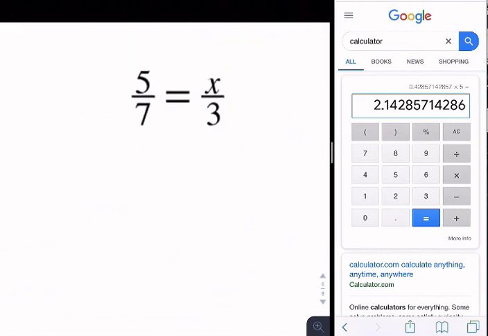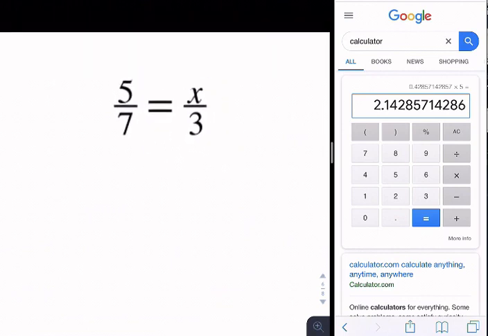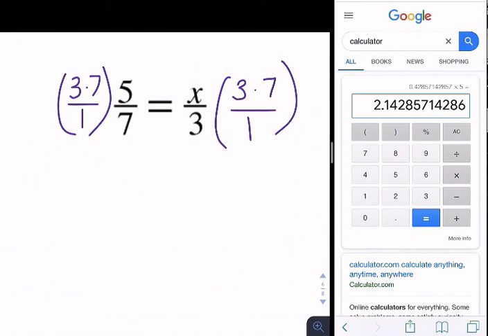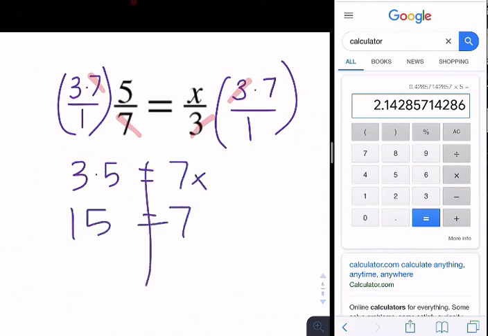Now, the other way that you could do this is fraction busters. I know that I'm going to multiply both of these by 3 times 7 over 1 to get rid of my denominators. I don't want them there, so I'm going to get rid of those 7s. I'm going to get rid of the 3s. What I end up with is 3 times 5 equals 7x. So 15 equals 7x.